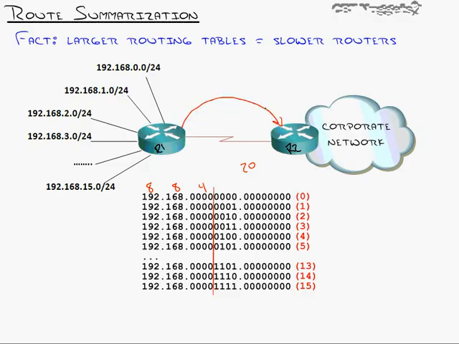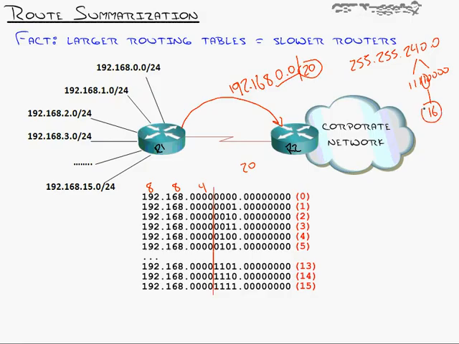So the perfect summary route that router 1 can advertise to router 2 is 192.168.0.0/20. Notice I started with the very first network in my list, 192.168.0.0. So that is what I start with, and /20. Now, if you're thinking about this in terms of subnetting, a /20 would be 255.255.240.0. If I were to break this into binary, my subnet mask would be 11111111.11111111.11110000.00000000. My increment, thinking back to subnetting here, would be 16.